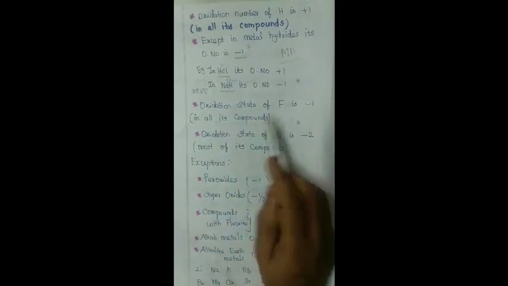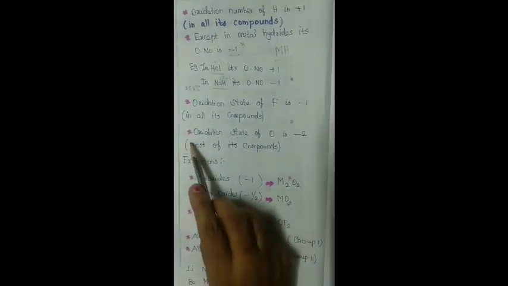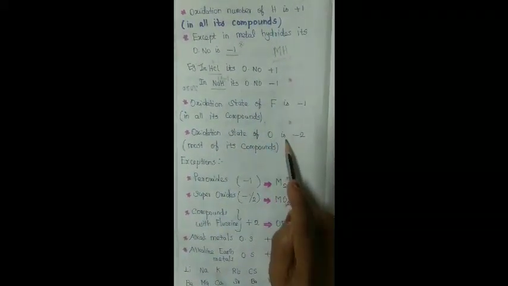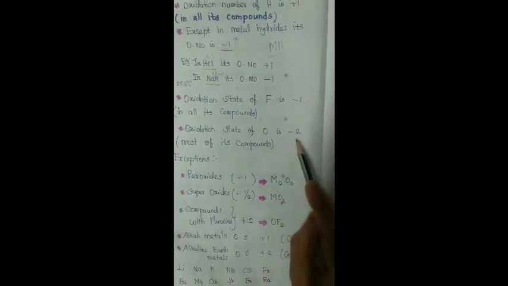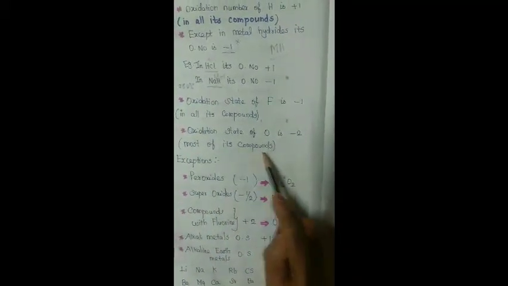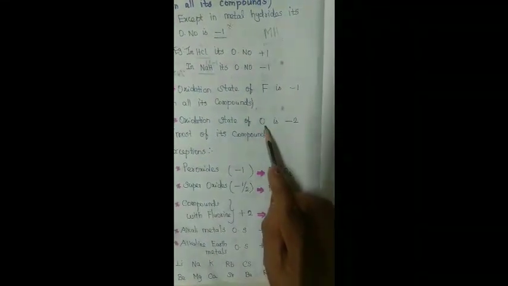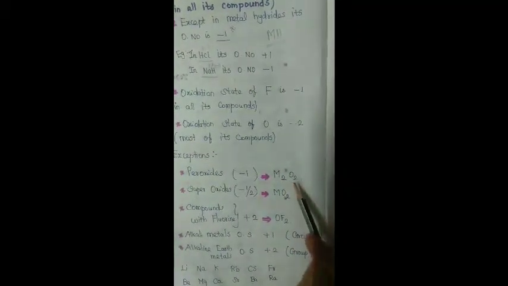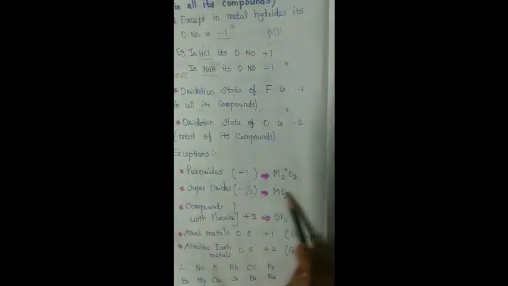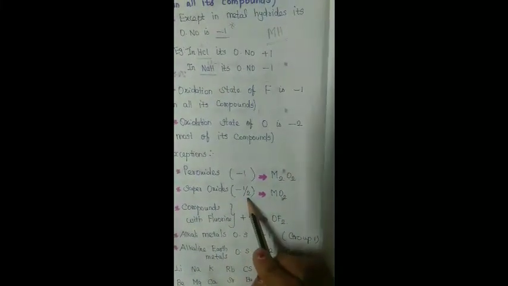In all its compounds, fluorine exists only in minus 1 oxidation state. The next rule, oxidation state of oxygen is minus 2. So like hydrogen, oxygen also exists in minus 2 oxidation state in most of its compounds. So we have some exceptional cases. In peroxides, oxygen acquires minus 1. The molecular formula for peroxide is M2O2, where M indicates metal. Second, superoxides. Molecular formula MO2. In superoxides, oxygen exists in minus 1 by 2 oxidation state.